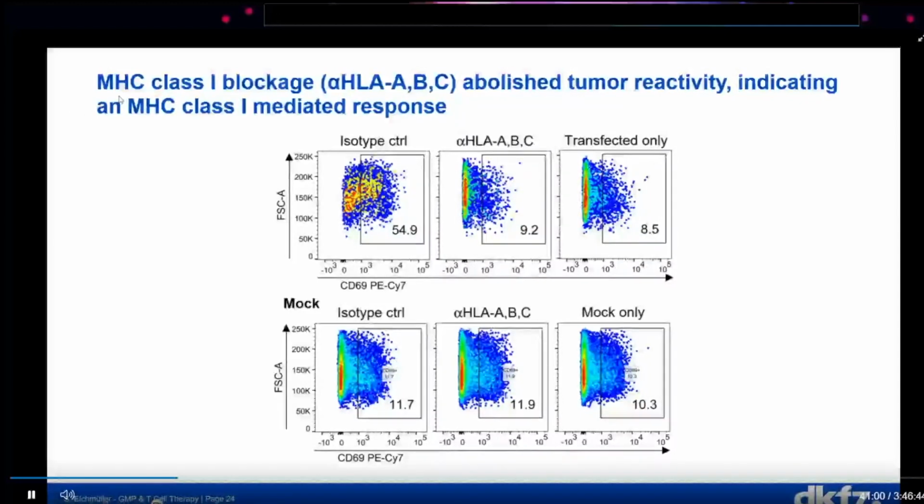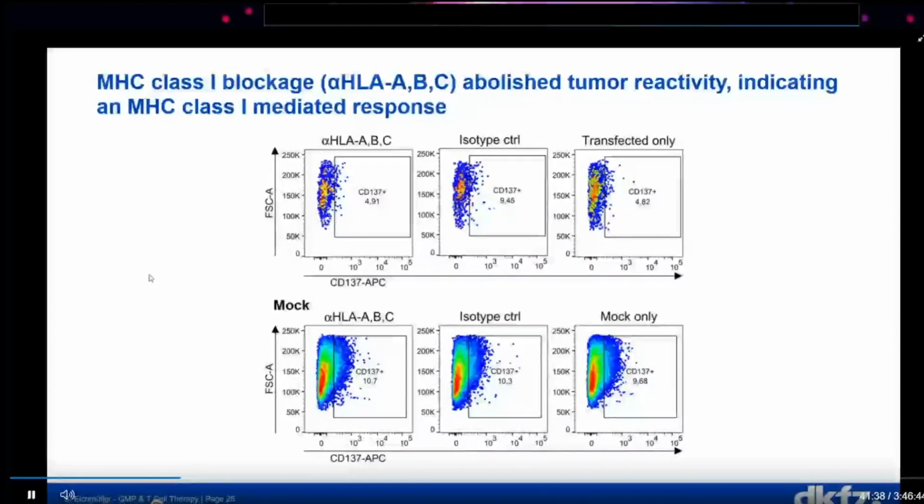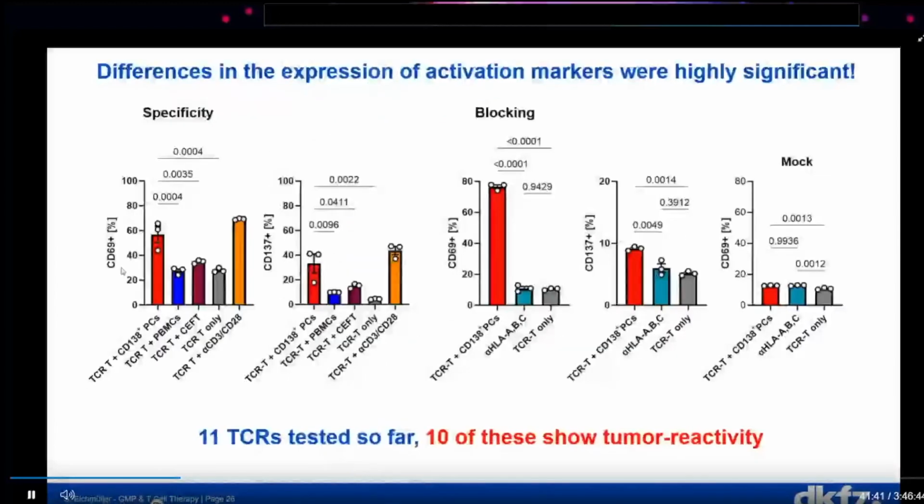What did we do further in order to assure this has really something to do with the T cell receptor? We did an MHC class 1 blockage with an antibody, and you see that if we use the isotype control, we see again our CD69 signal in 54% of the T cells. If we use a blocking antibody against HLA-ABC, this signal is gone, the same level as transfected only, and the mock control is in the same range. This is again the same with the CD137 signal.